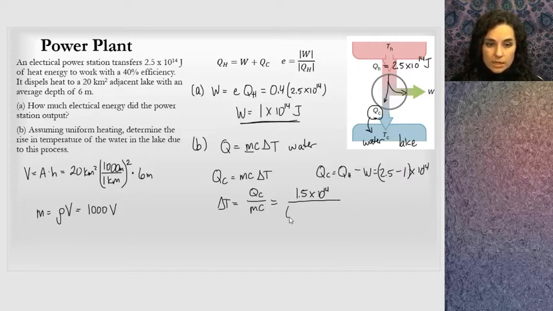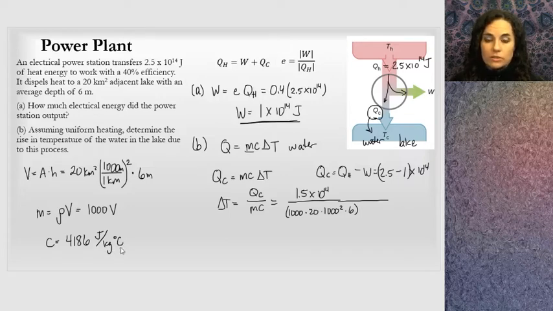I'm going to put all of these terms in here that I have to find M. I'm going to take the density, which is 1,000. I'm going to multiply by the volume, which is 20 times 1,000 squared times 6. And then I still need to multiply by the specific heat of water. The specific heat of water, if you don't know that off the top of your head, is 4,186 joules per kilogram degrees Celsius or degree Kelvin. It doesn't matter because it's the same scale. So I'm going to put that over here, 4186.